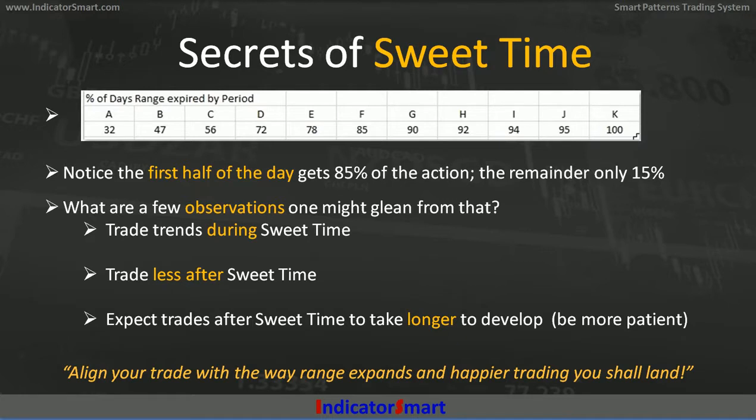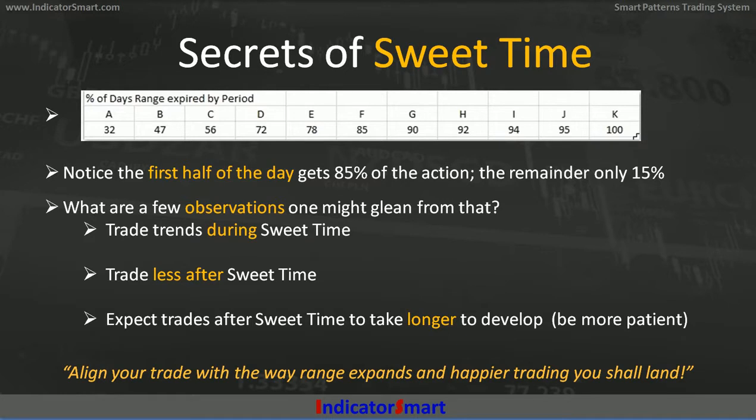In this particular market, this table is for crude oil, and we have 11 periods during the day with F period being in the middle. And you can see 85 under the F there, showing that 85% of the day's range expansion occurring by that time. You could also glean out some other information from this table.